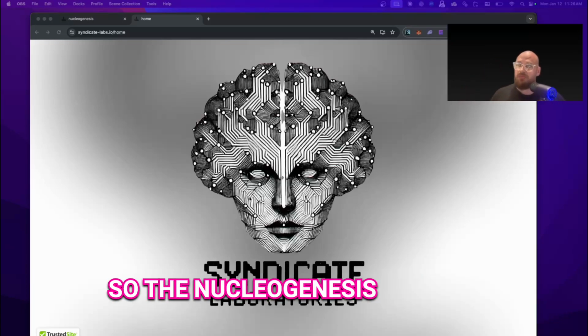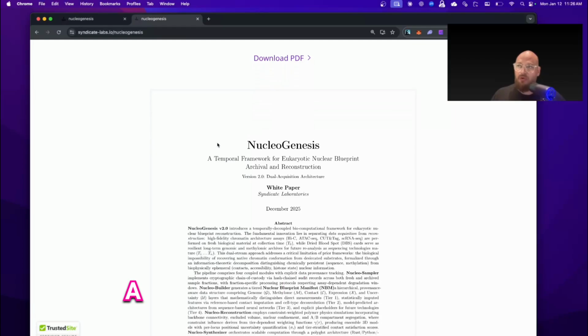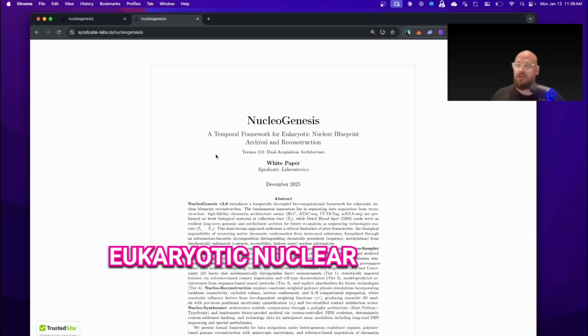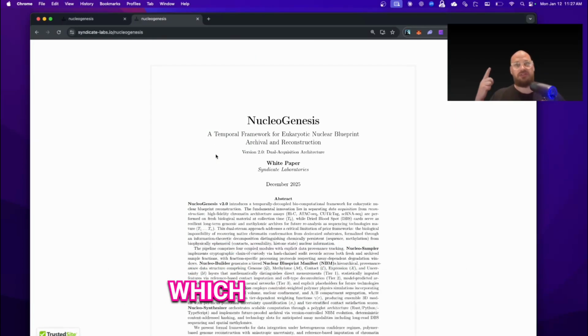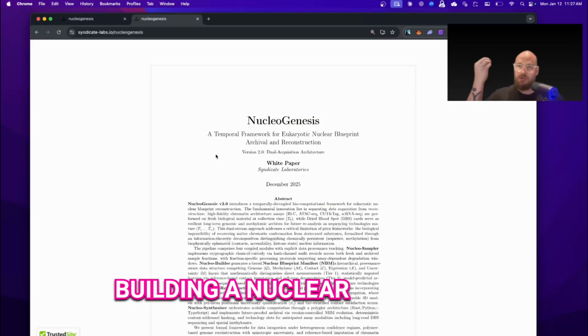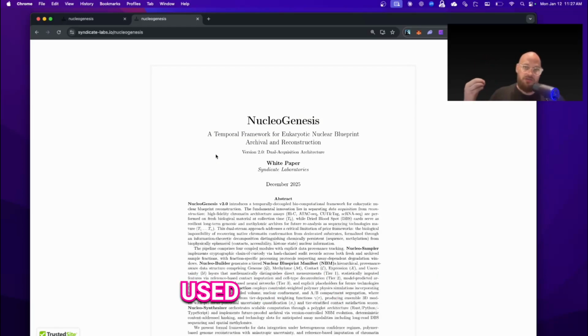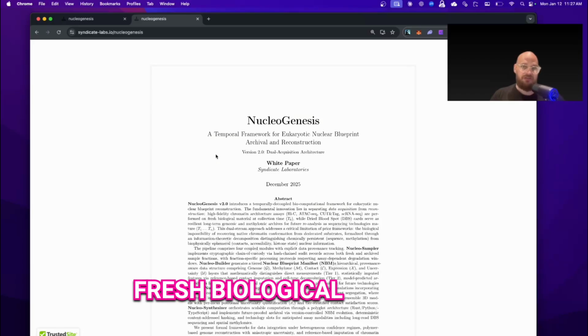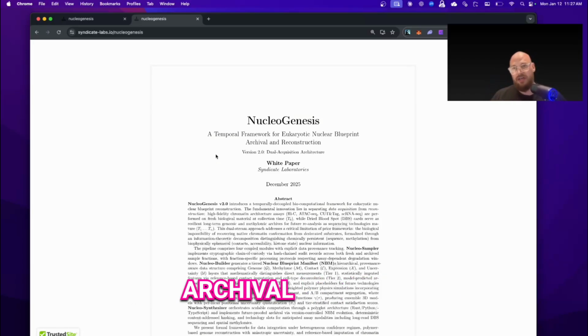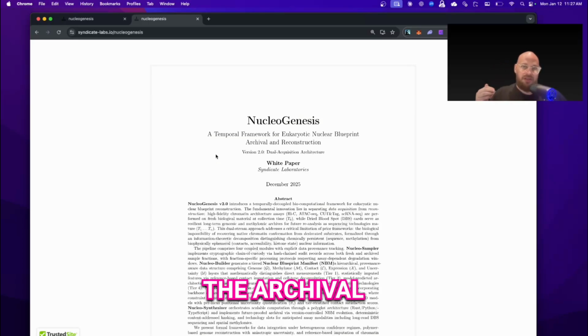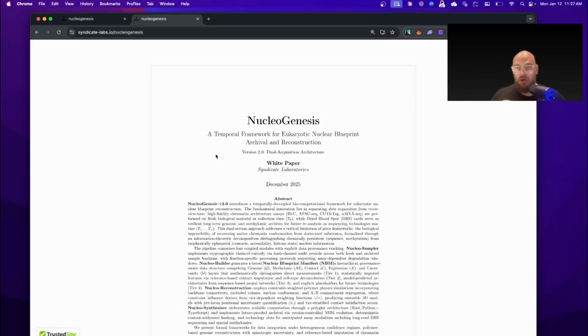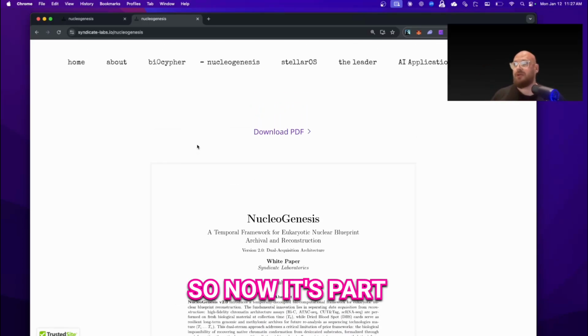So the NucleoGenesis project, if you don't know, is a temporal framework for eukaryotic nuclear blueprint archival and reconstruction, which is a mouthful. It means that we're building a nuclear blueprint manifest that can be used in the future. It uses two fractions, a fresh biological fraction, as well as an archival fraction. The fresh is tested right now. The archival is embedded in a dried blood spot card. So now is part 7, as I mentioned.